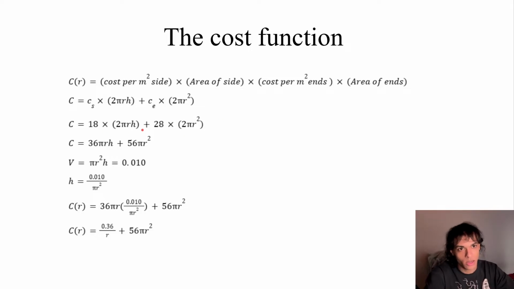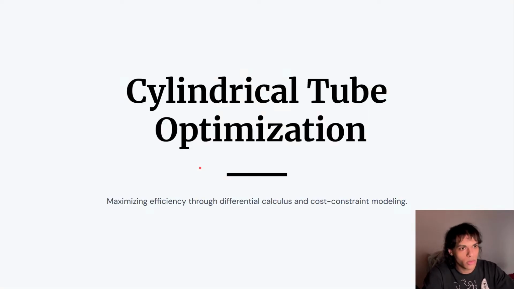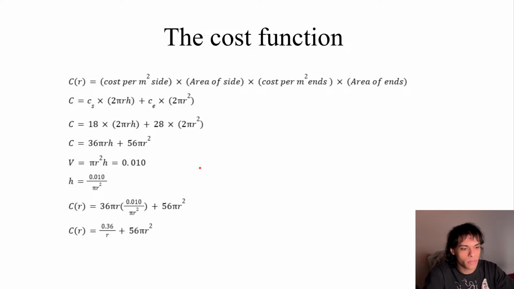However, we have some missing values here. Obviously we don't have the radius and we don't have the height, and those are the two main factors that affect the cost. So we try to find the height first. Since we know the volume, we can find the height easily. The height is equal to 0.010, which is the volume, divided by pi r squared. We just rearrange this formula.